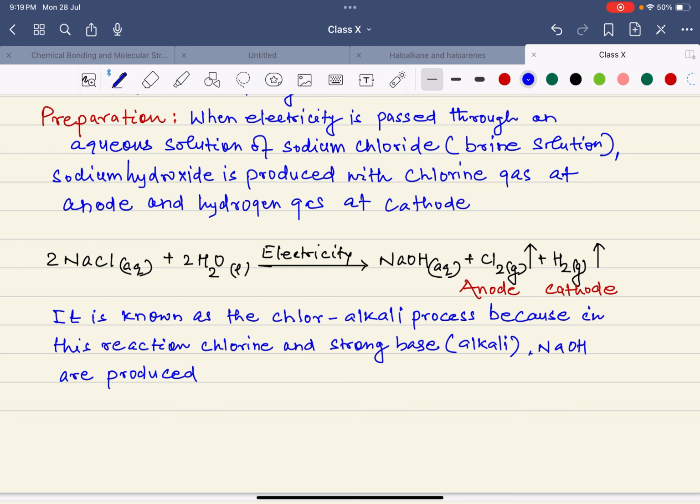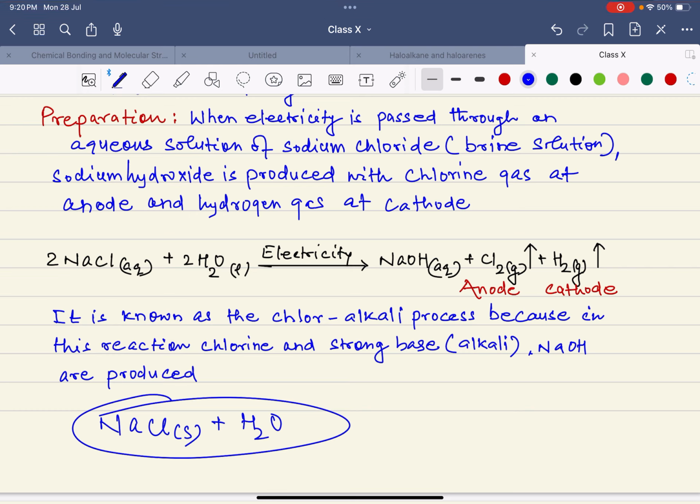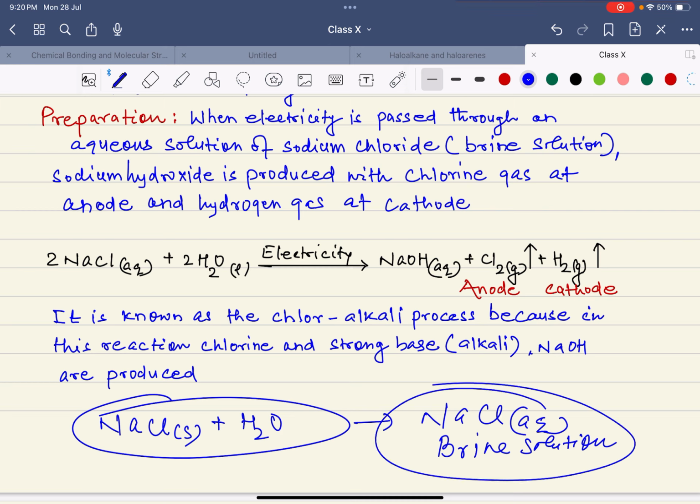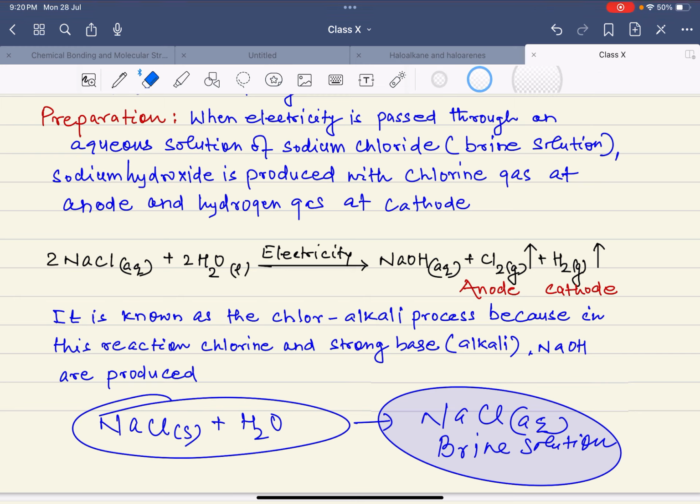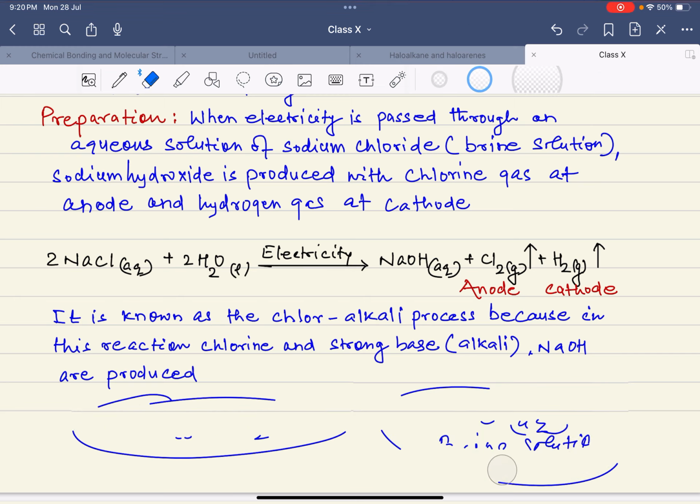Sodium chloride, for example NaCl solid, plus water is known as NaCl aqueous. Aqueous solution is known as brine solution. So, brine solution is basically aqueous solution of sodium chloride, when sodium chloride is dissolved in water.